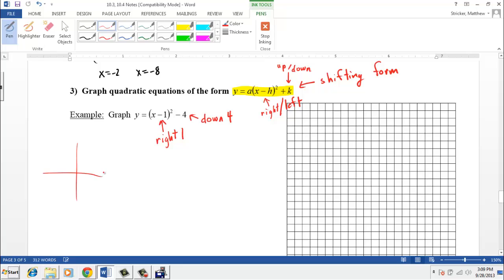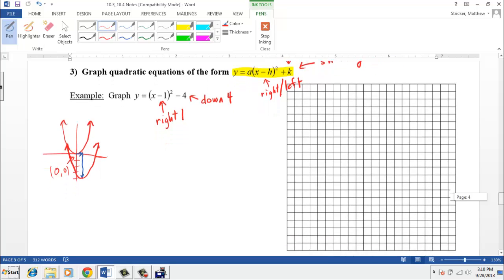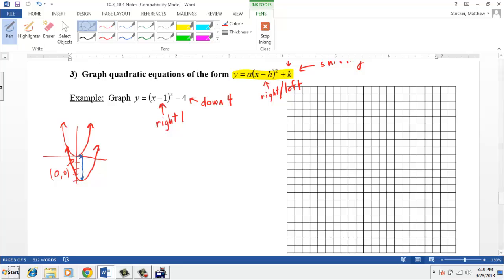So instead of having a quadratic that's got a vertex at 0, 0, this vertex has been shifted right 1 and down 4. We got to shift right 1 and down 4, which means the shifted parabola will look something more like this. And so we could put that on the graph.